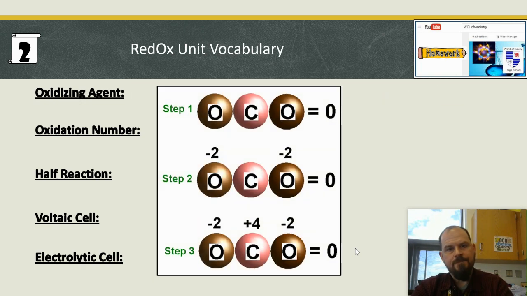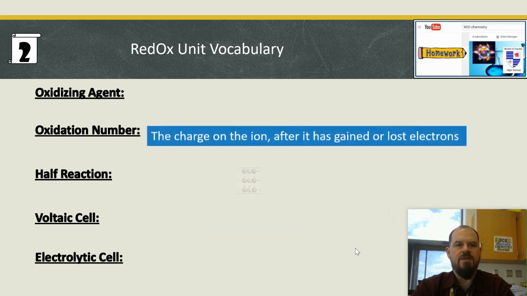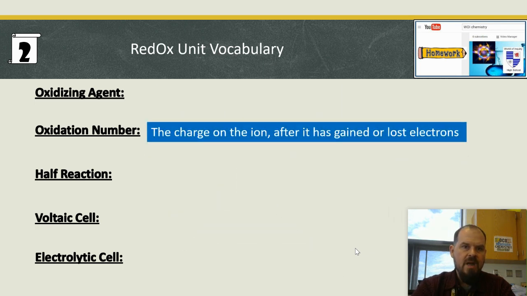We've done these before. This is a perfect way to assign oxidation numbers. We know how to crisscross. We know how to do these charge cancellation. This is the charge on the ion after it's gained or lost an electron. Could be positive, could be negative. Remember, electrons are negative, so it's going to be a good review from atoms back in the day.